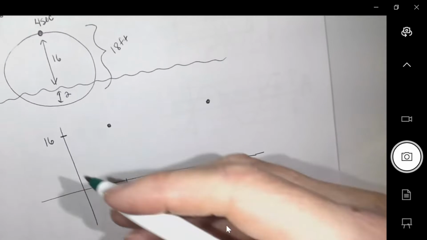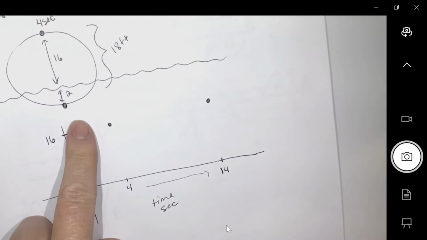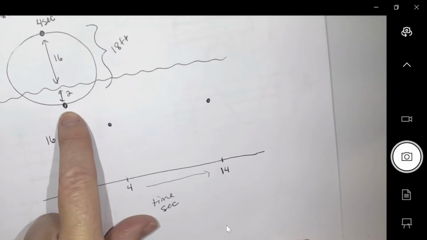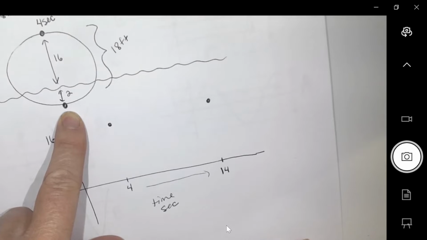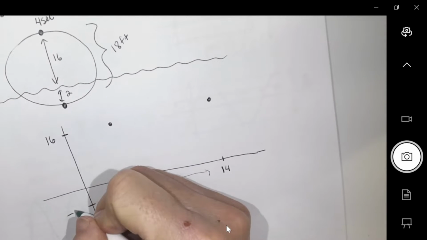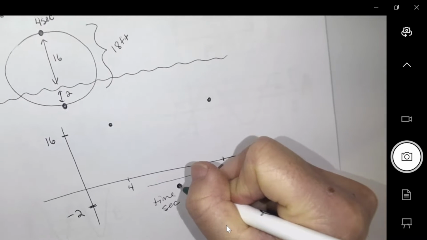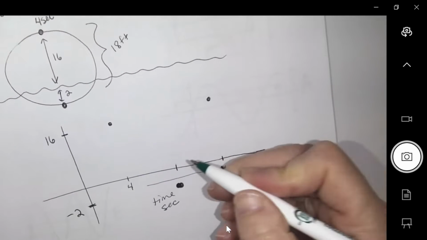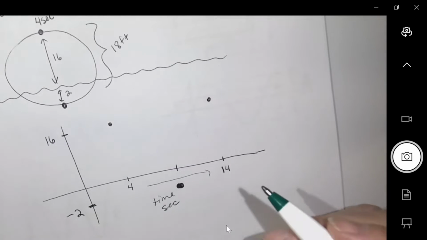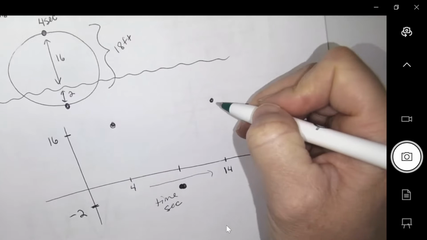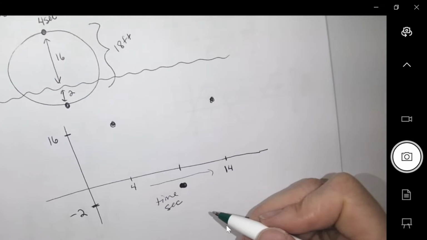Can anybody get me this point right here? What's the height of that to the water surface? It's a little bit tricky. What's the height? -2. And what would be the time on that curve then? It would have to be right in the middle. 8 seconds.